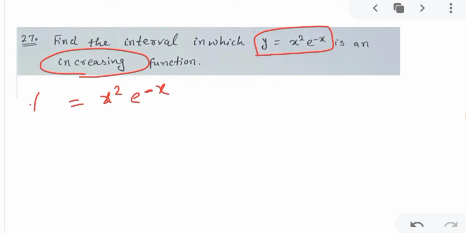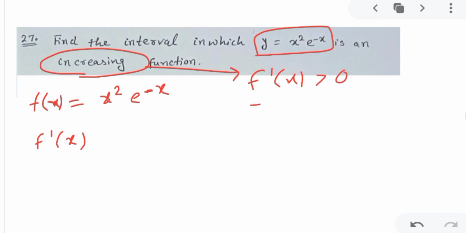So what I will do, I will find f dash x, because using the derivative only we are finding whether it is increasing or decreasing. Why? Because increasing means f dash x will be greater than 0. And for this condition I will find the possible values of x. That will be our answer. Okay, so this is the concept. Increasing, so f dash x will be greater than 0.